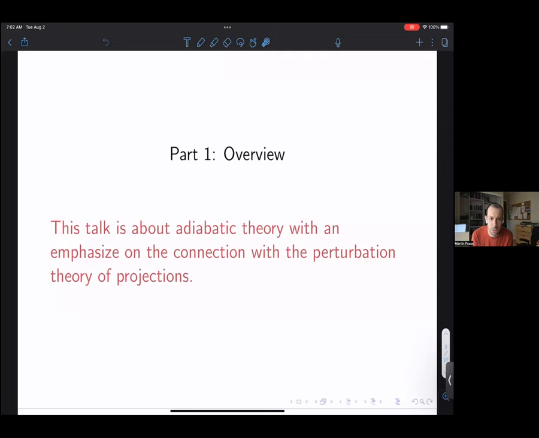The point of view I want to stress about adiabatic theory is its connection with the perturbation theory of projections. And of course, at any point, if you have a question, just stop me and ask. Since I'm giving a general talk about adiabatic theory, I don't have any particular material that I really want to finish, so please jump in and ask if you have any question.